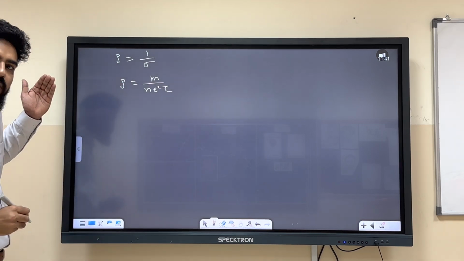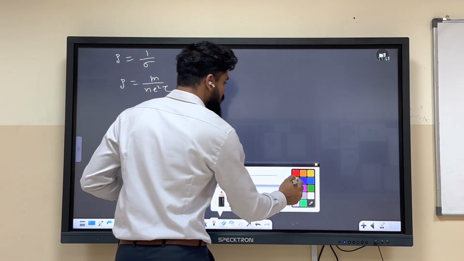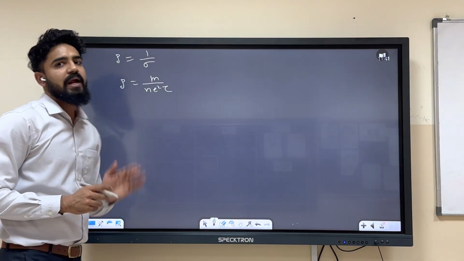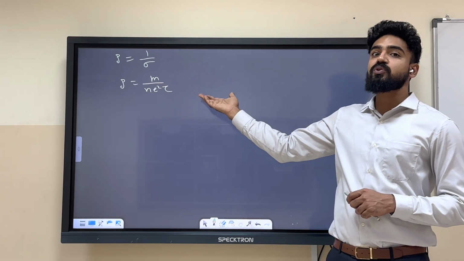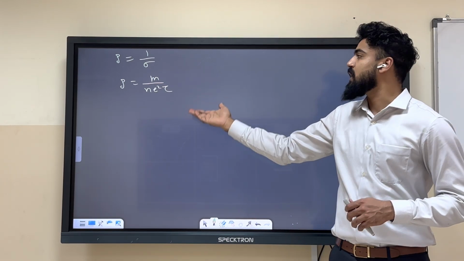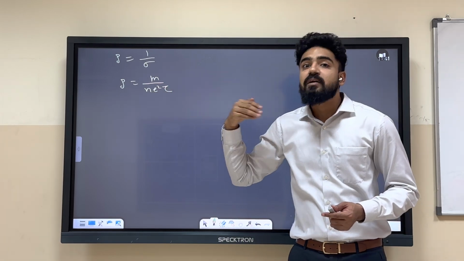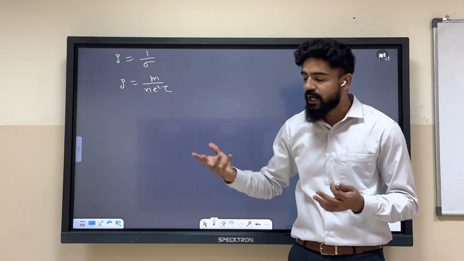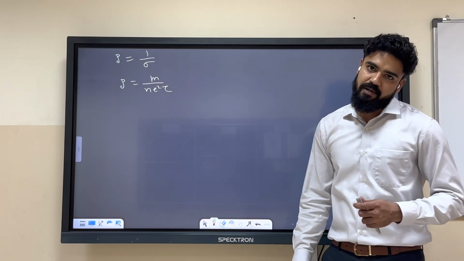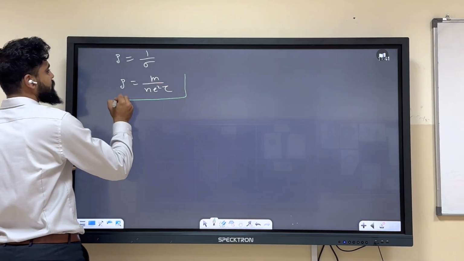1 upon conductivity will be resistivity. So over here too, you can see it does not depend on the dimension of what? Your conductor. It only and only depends on the material: mass, charge density, charge of electron and relaxation time. Are we getting it? Correct? Okay, so this is resistivity.